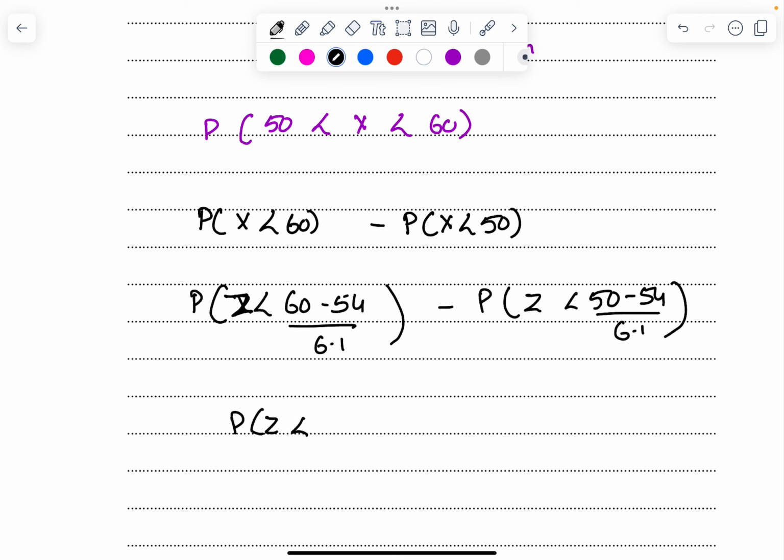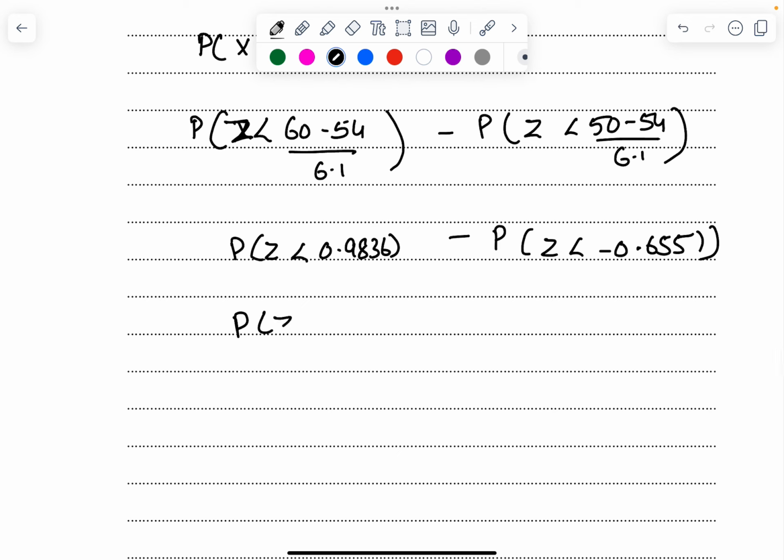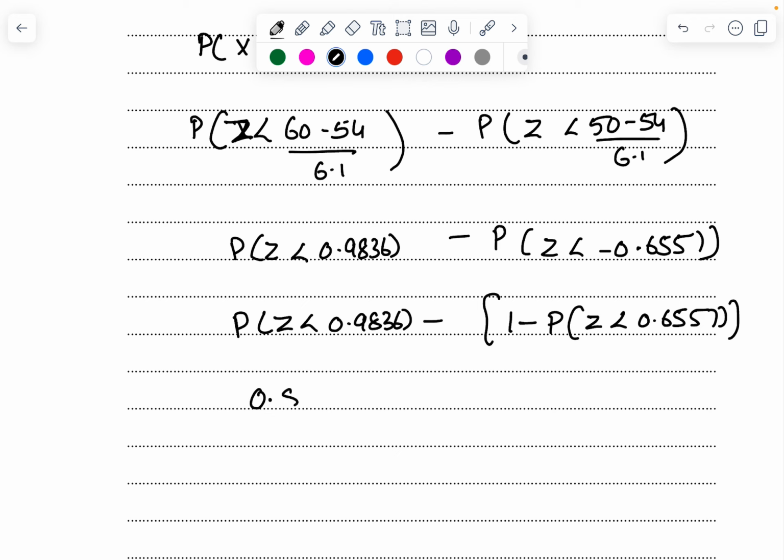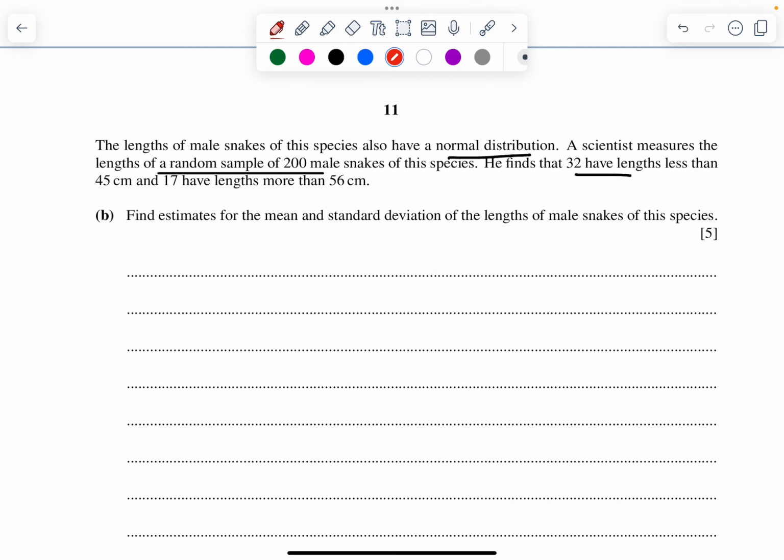So probability of z less than 0.9836 minus probability of z less than minus 0.6557. So it is probability of z less than 0.9836 minus 1 minus probability of z less than 0.6557. So this value is going to be 0.8375 minus 1 plus 0.7441, which is going to be 0.582. So now to the next part, part B.